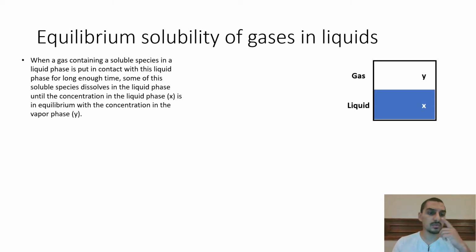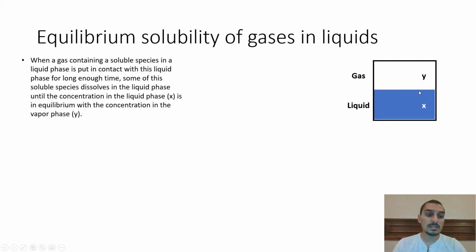You shake it well, you do everything, and you leave it for a very long time, like 1 or 2 weeks, and then you check the mole fraction or the composition of this component that dissolves in the liquid, in both the gas and the liquid phases. So the mole fraction in the liquid phase is going to be y, and in the gas phase is going to be x. It starts by diffusion or mass transfer from the gas phase into the liquid phase, and it goes on and on until it reaches a point where the mass transfer stops.